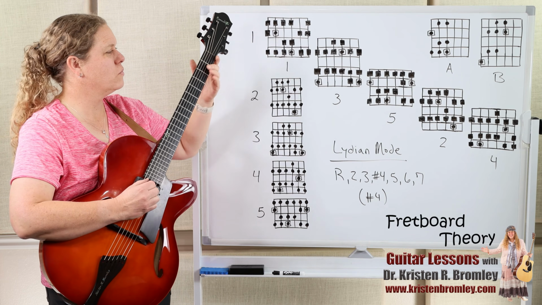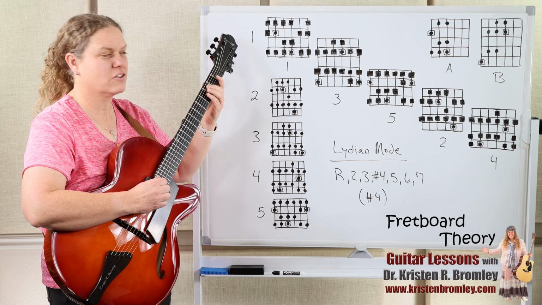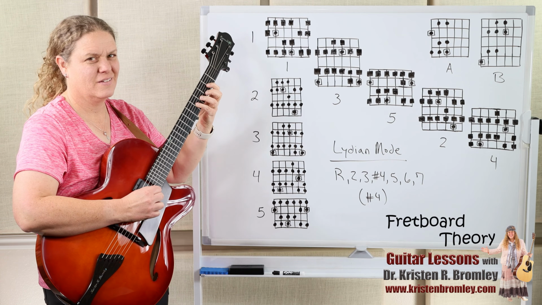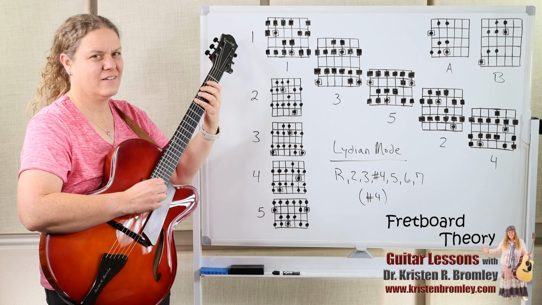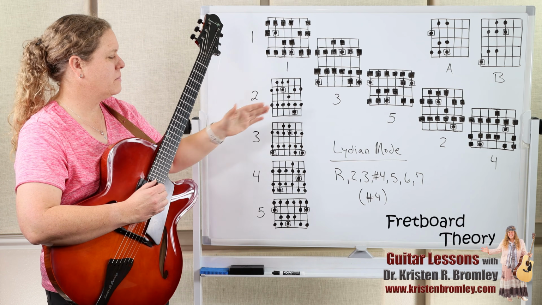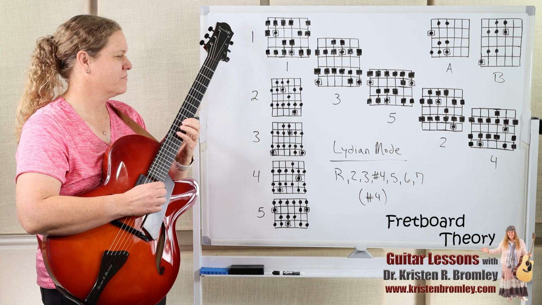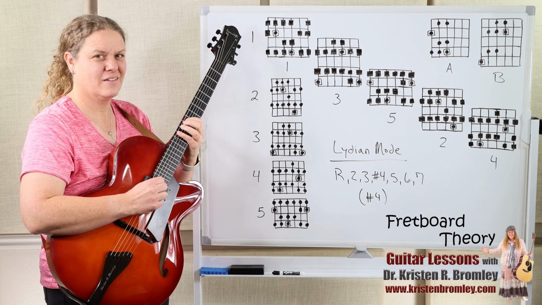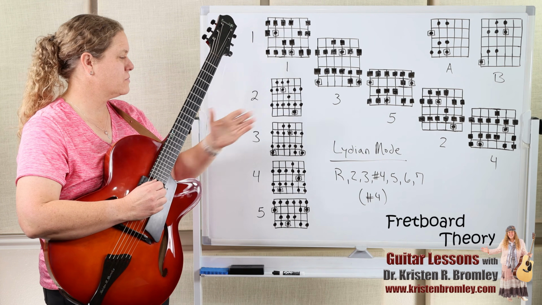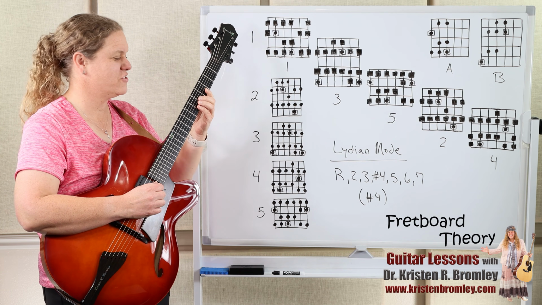As we come around to form 1, my middle finger's at the 5th string at the 3rd fret. And then as we come higher, my middle finger is at the 10th fret of the 4th string. And then as we come higher, my middle finger is going to be at the 5th fret of the 3rd string.